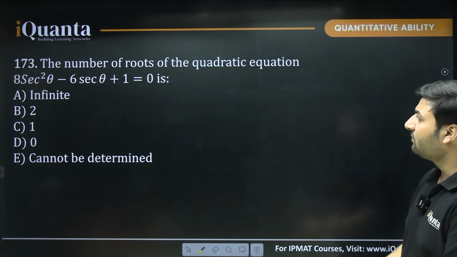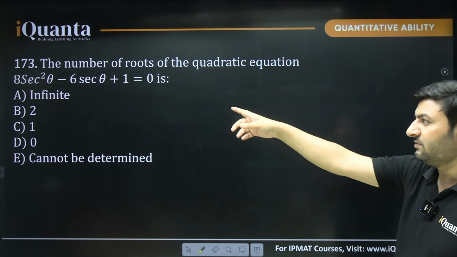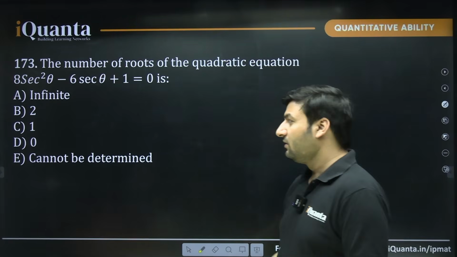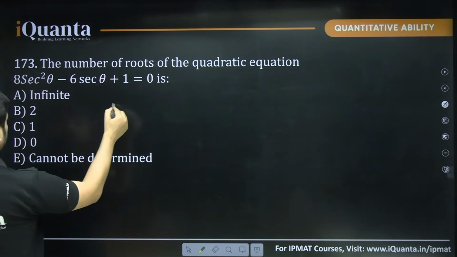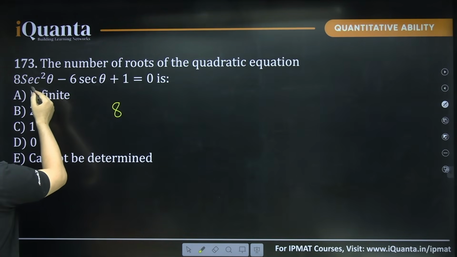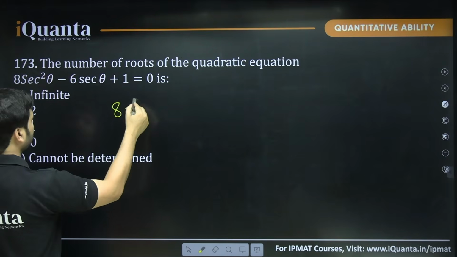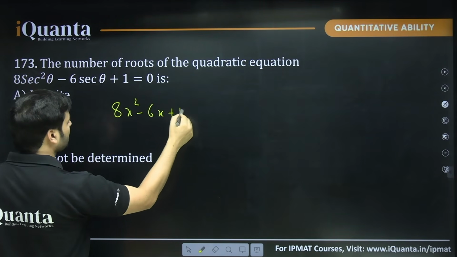Next question: the number of roots of the quadratic equation 8 sec square theta minus 6 sec theta plus 1 equal to 0. Options are infinite, 2, 1, 0, cannot be determined. So it's a quadratic equation. Can I just take sec theta as x, so 8x square minus 6x plus 1 equal to 0.